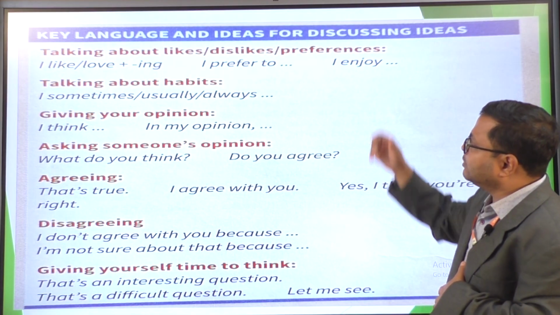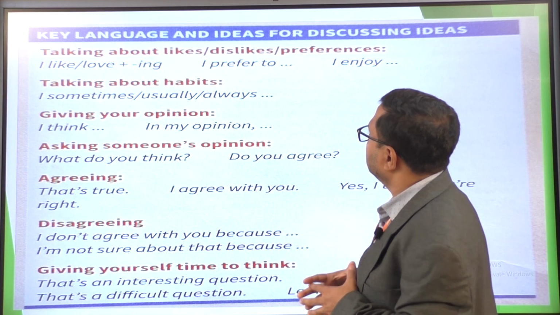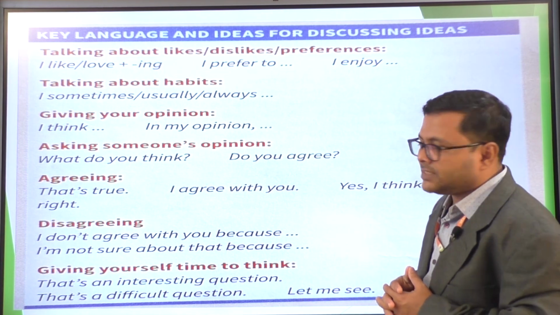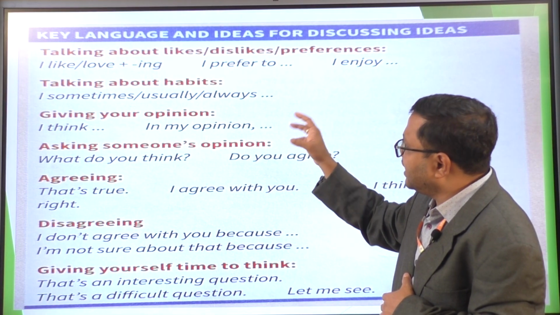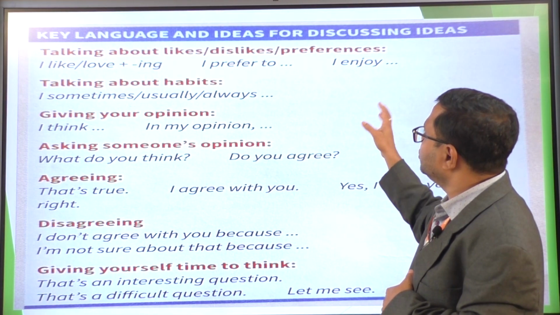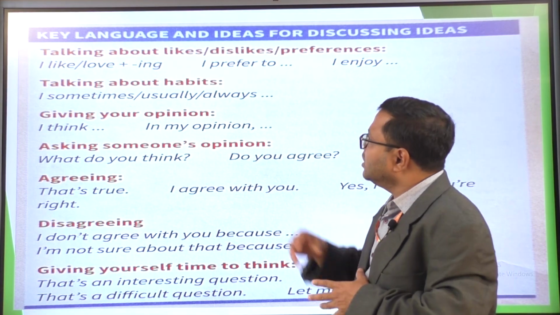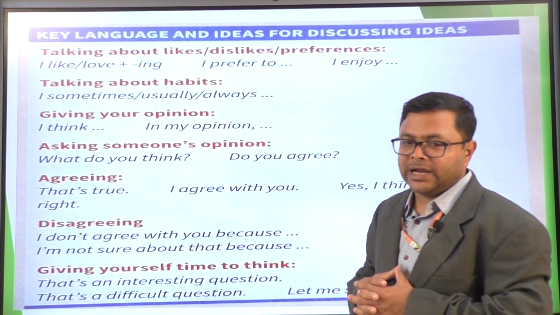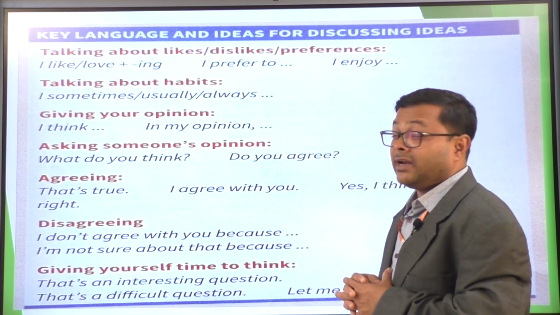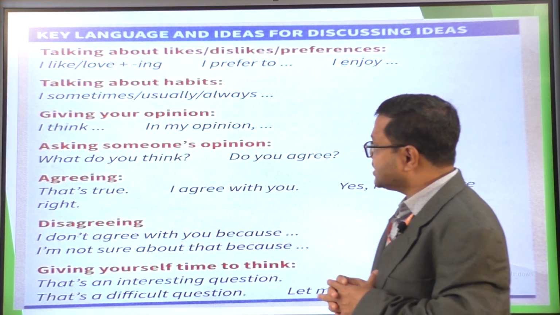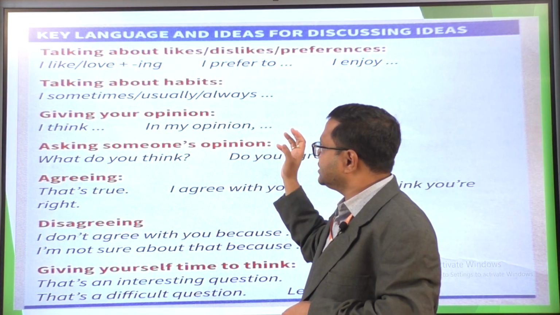Some of the key language you can use in this part while talking about likes, dislikes and preferences: I like this, I like playing this, I love playing, I prefer to do these types of things, I enjoy doing these things. All these things you have to use. You have to talk about habits. You can say I sometimes, I usually do this, I always do this, I never do this, I seldom do this. You can give expressions using frequency adverbs.